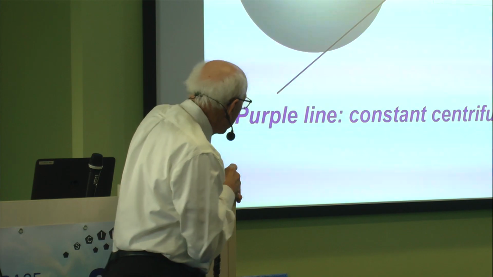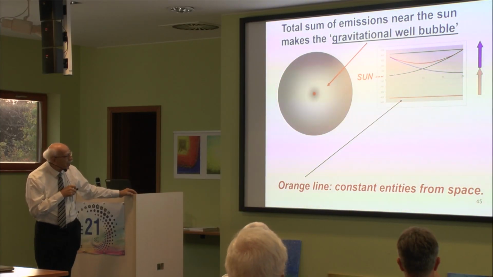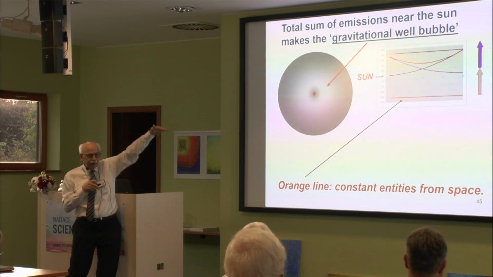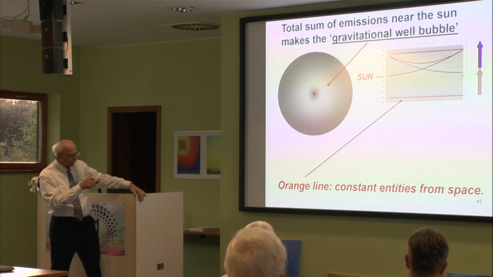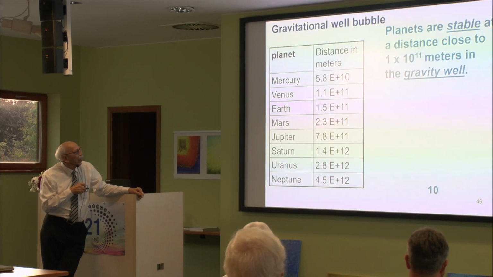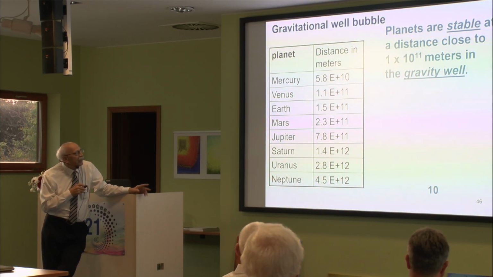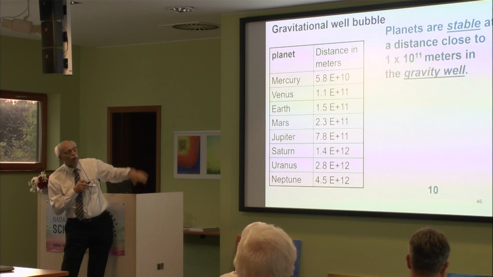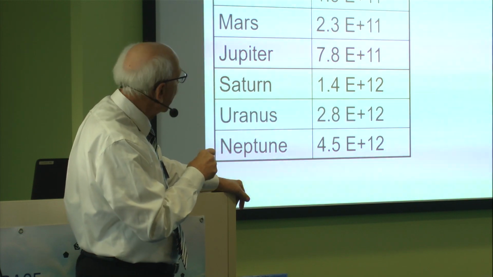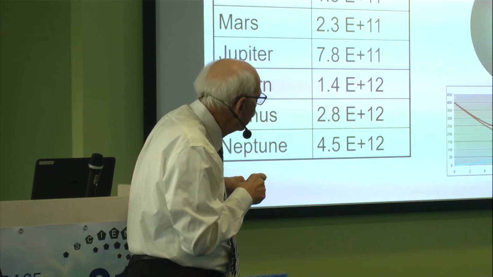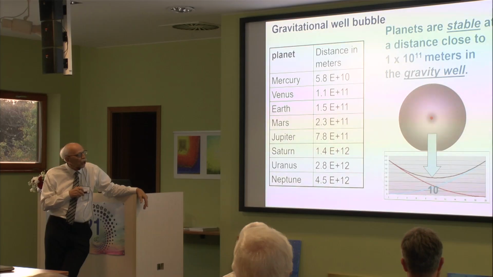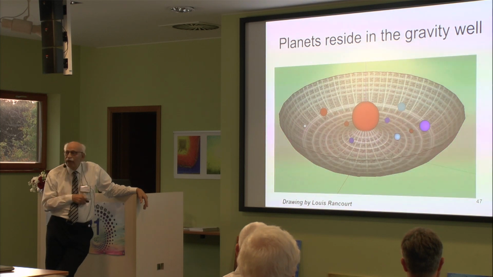The purple line is the constant centrifugal. Orange line is the entities coming from space and it's pushing toward the sun. All the rest is pushing away, and this one is pushing toward the sun. The red line is the total. And if you look at the planets now, they are all about 10 to the power 11 meters from the sun. If you look at our planet, and if you look at the graph, this is where the low spot is. Interesting. So the planet would probably reside in the gravity well.